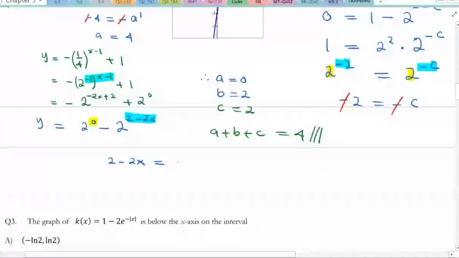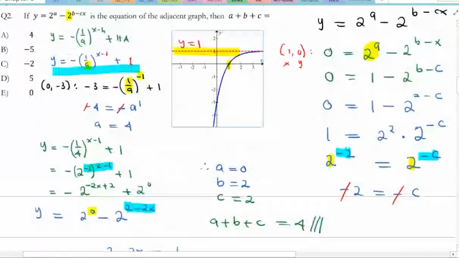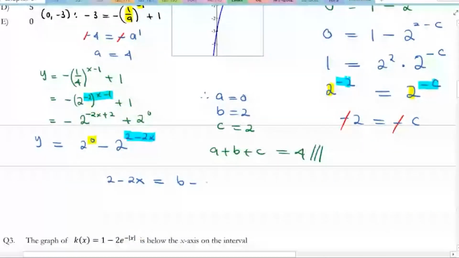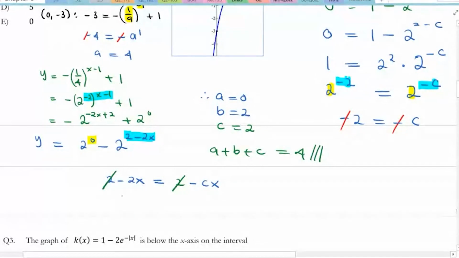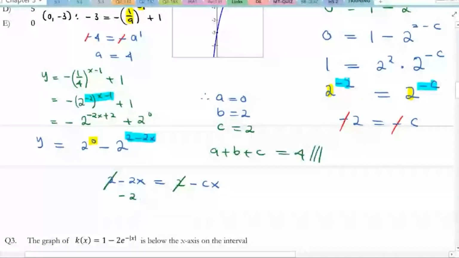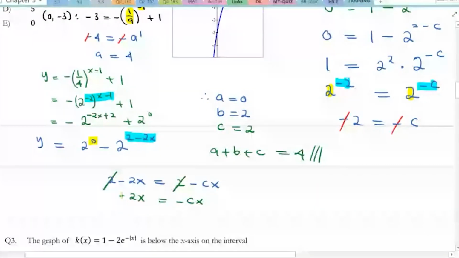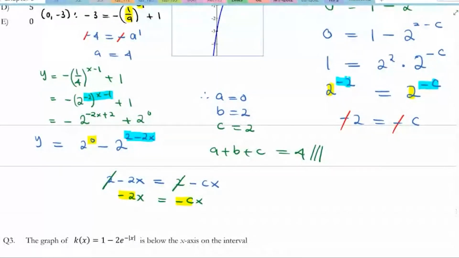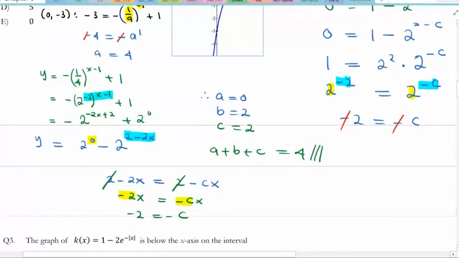2b, right? B minus cx. You know b to be equal to 2 already. So make this one 2. This we cancel with this one. So you see minus 2x is equal to minus cx, right? So what does it mean? It means minus 2 is equal to minus c, right? Yes. So that means c will be equal to positive 2.